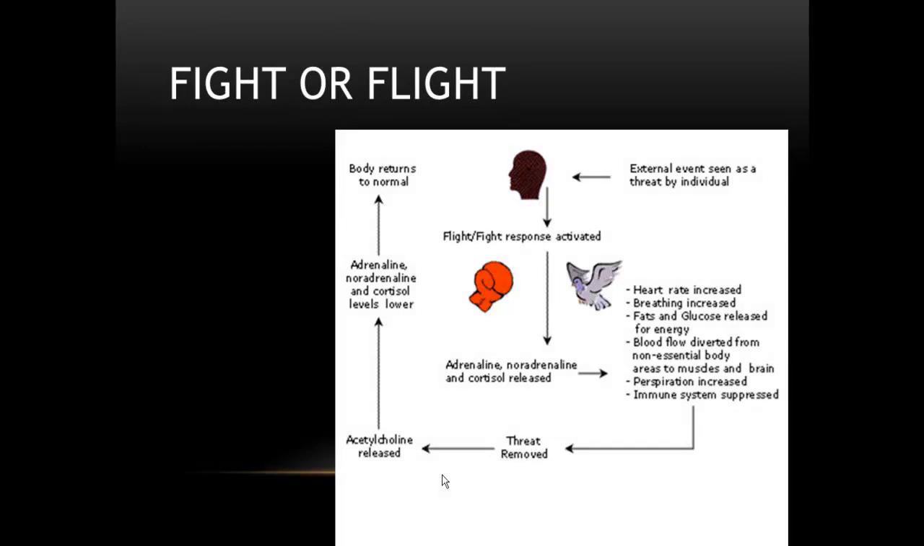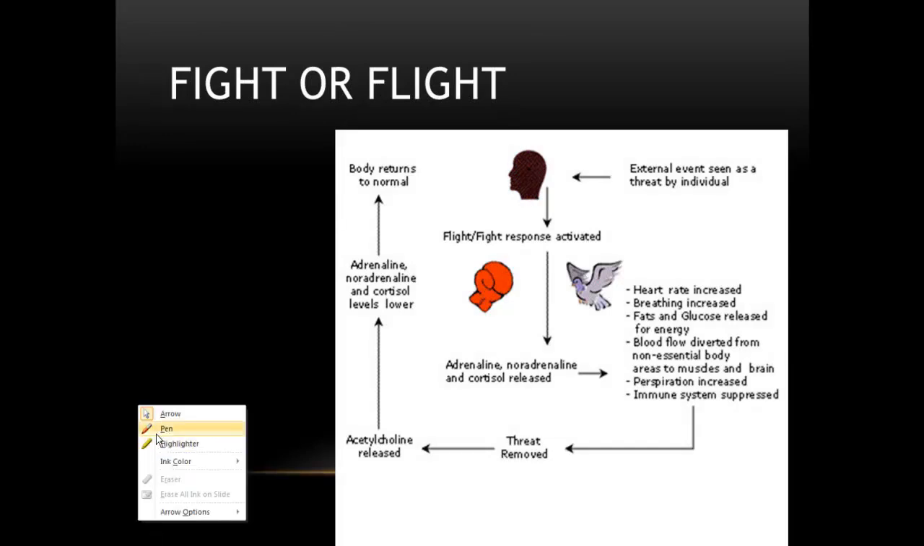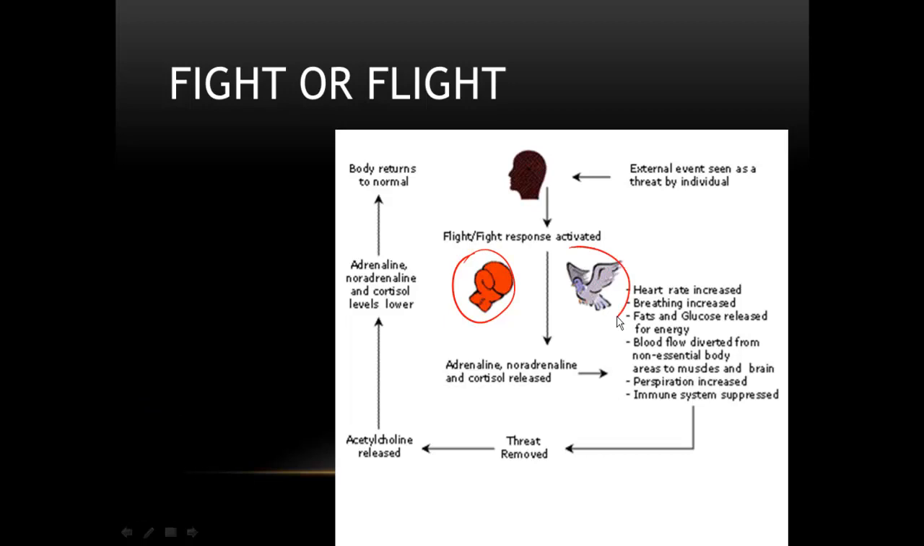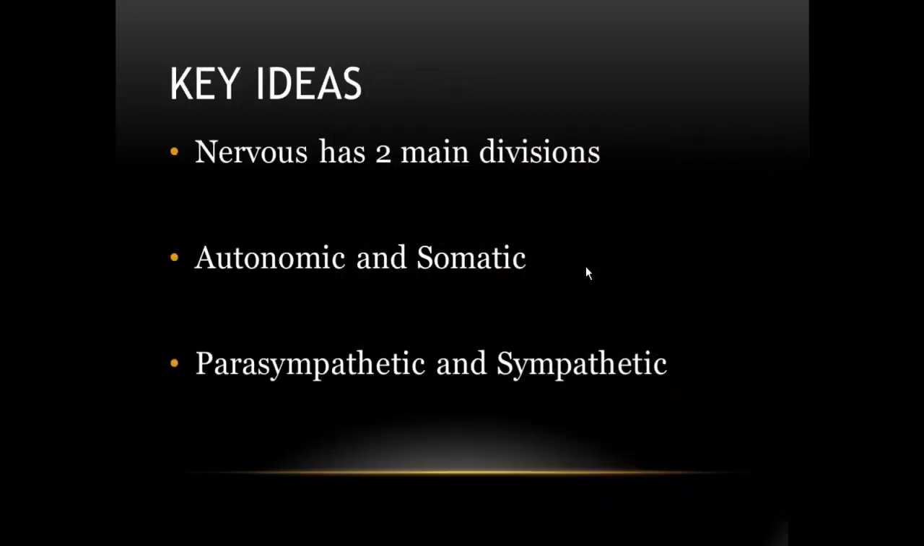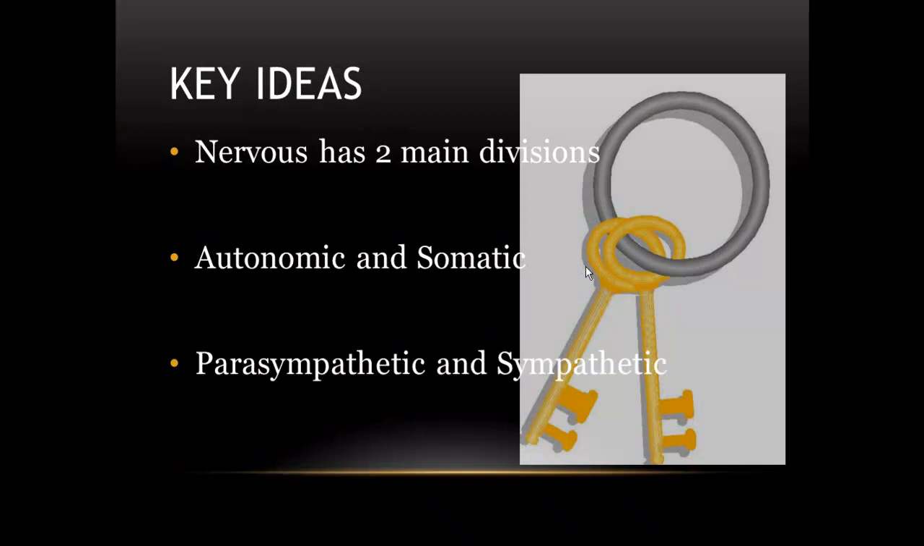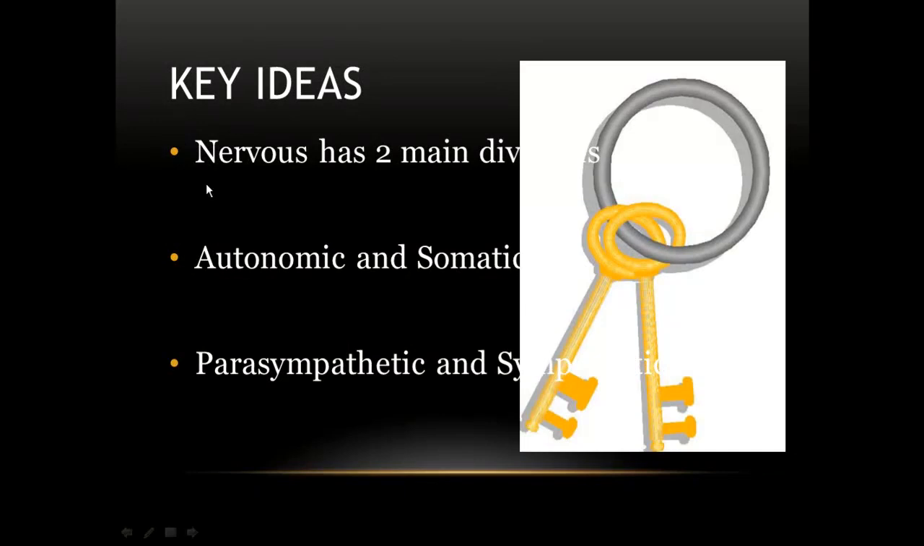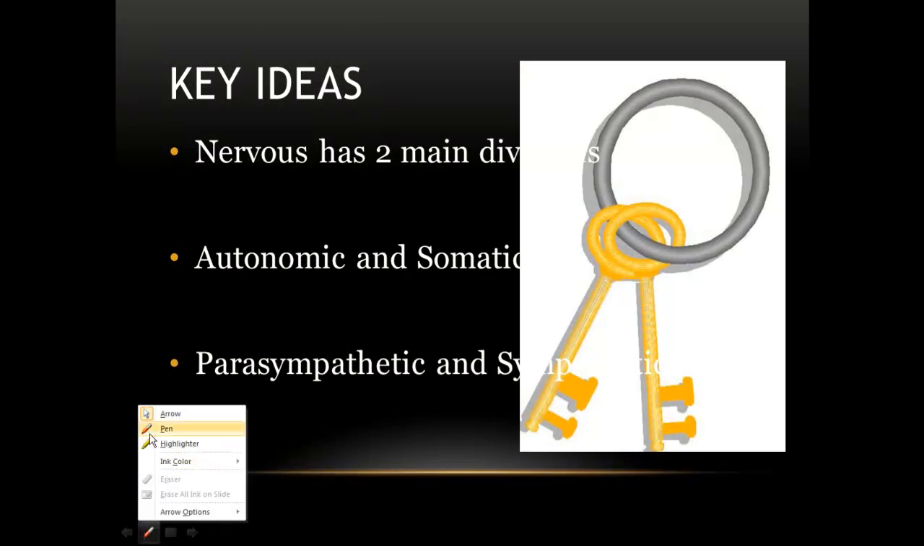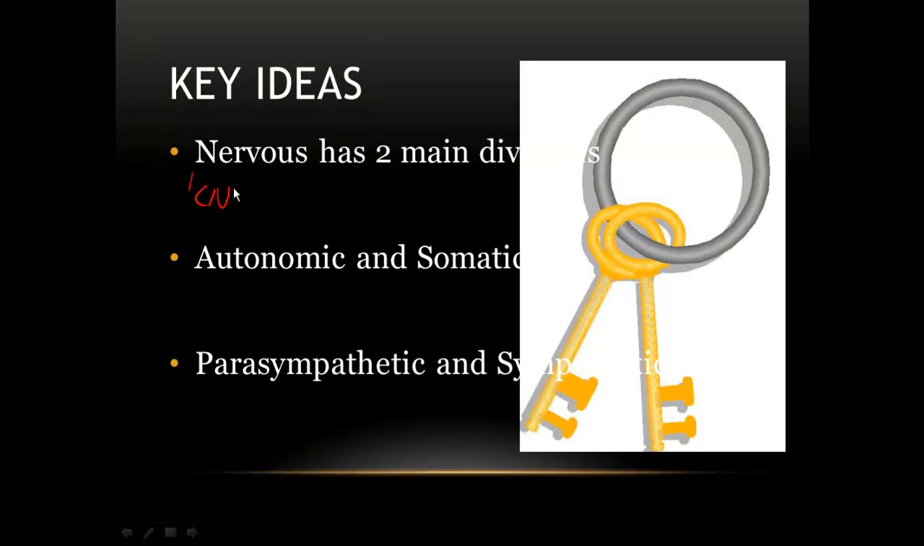Nice graphic, just the image of the boxer, fight or flight. Just some key ideas. Two main divisions of your nervous system, either central, CNS, or peripheral, PNS. The PNS is divided into autonomic and somatic. The autonomic is again divided into parasympathetic, sympathetic.